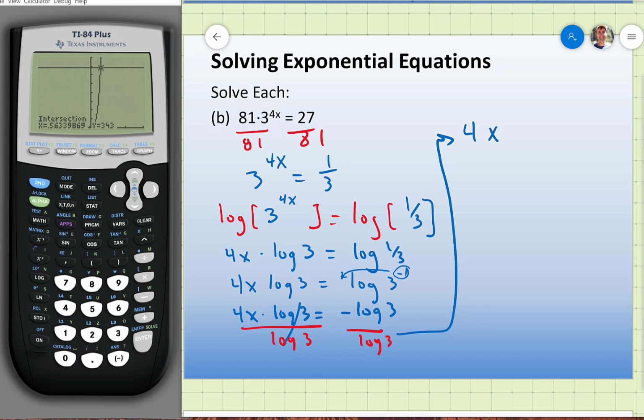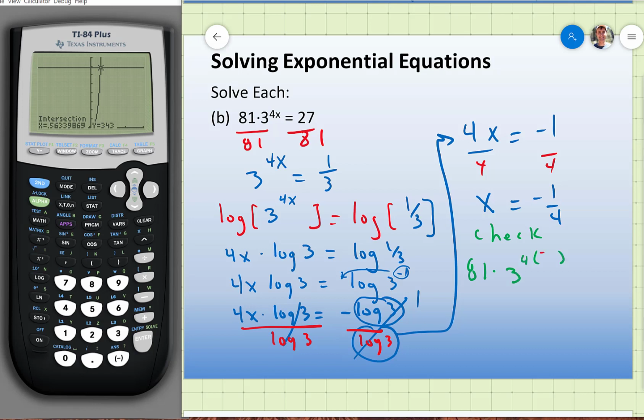I get 4x. Hey, wait, what is log 3 divided by log 3? Well, that's going to be 1 times negative, which equals negative 1. And I'm almost done. I can divide by 4, and I get x equals negative 1/4. Now, this one we could check as well, but the numbers are kind of small that I think we could check it by just plugging it in.